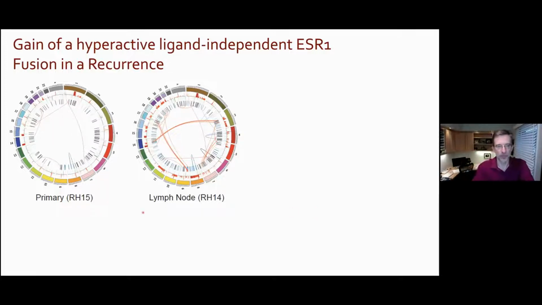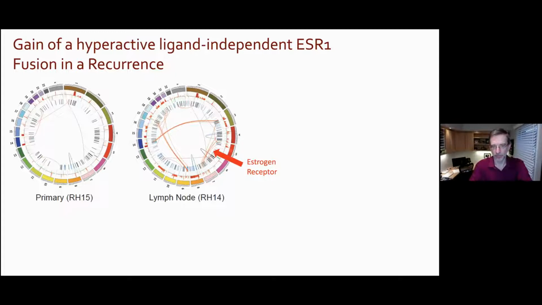And here's an example. This is a primary breast cancer where we did mate pair sequencing. You can see this is from an estrogen receptor positive luminal breast cancer. Not many structural rearrangements in this breast cancer. But when this recurred in the lymph node, this is about 5 years later, you can see now there are many more structural rearrangements.